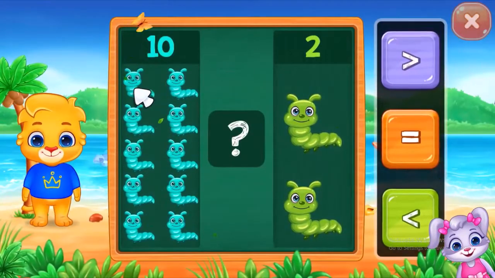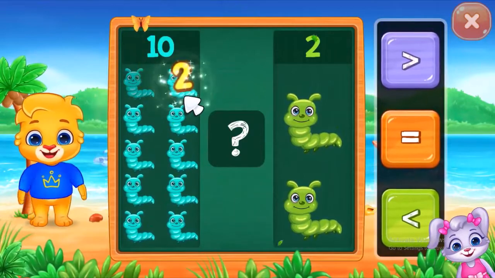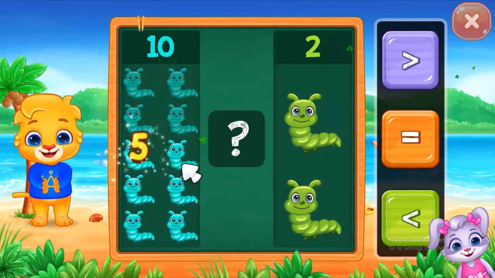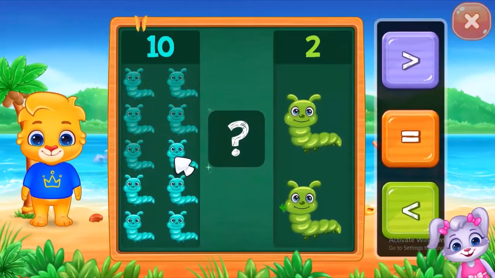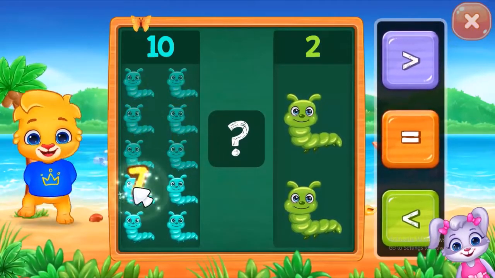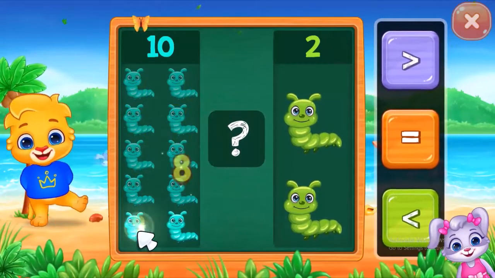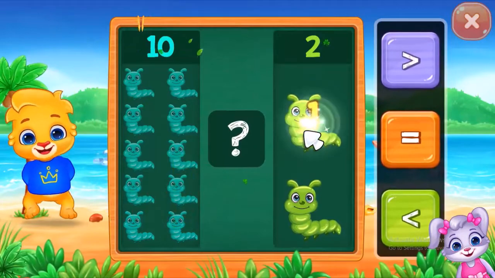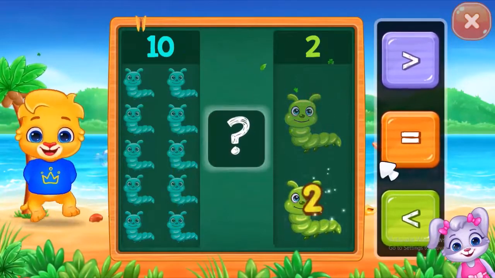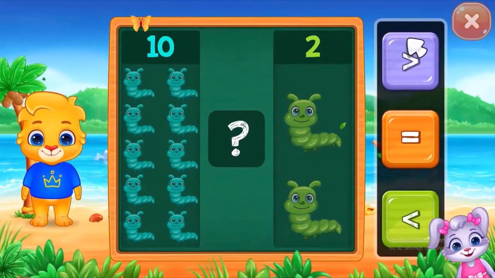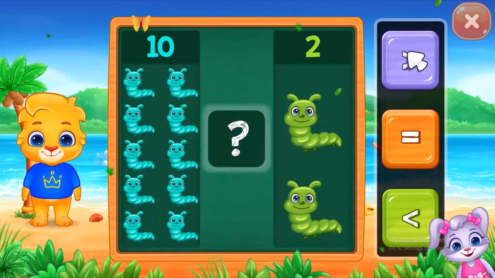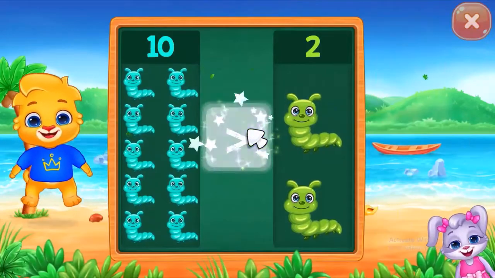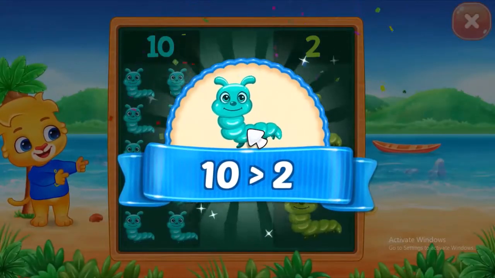Caterpillars. 1, 2, 3, 4, 5, 6, 7, 8, 9, 10. 1, 2. Greater than. Woohoo! 10 is greater than 2.